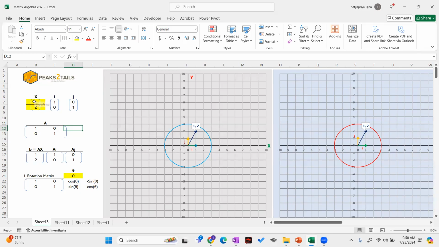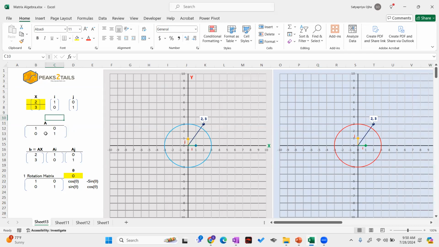Now, this is one specific vector, but it is helpful to think in terms of entire vector spaces. That means I can choose any other vector. If I choose, say, (2, 3), that also remains unchanged because it's the identity matrix. I'm multiplying the identity matrix with x. It is unchanged.